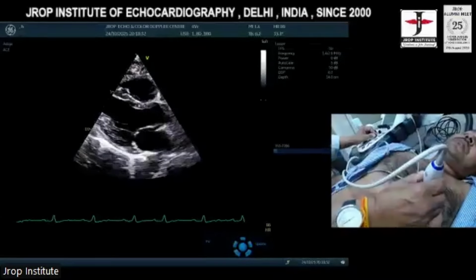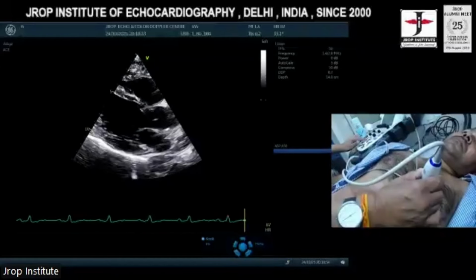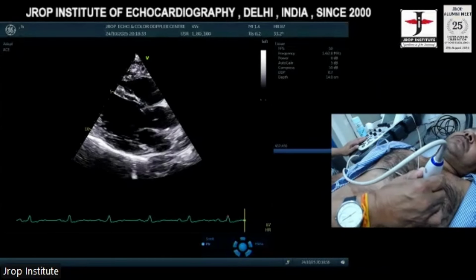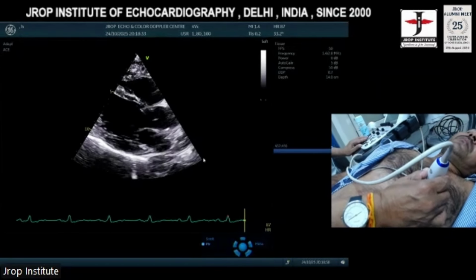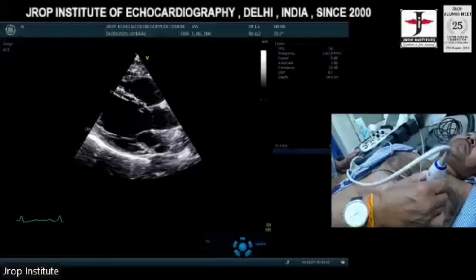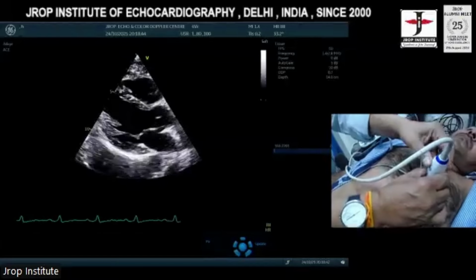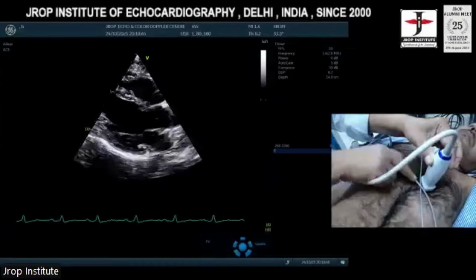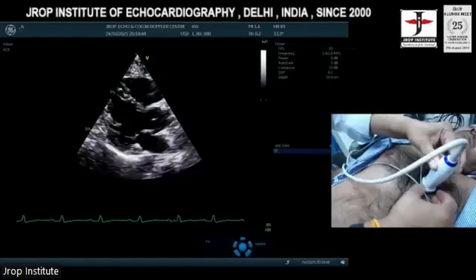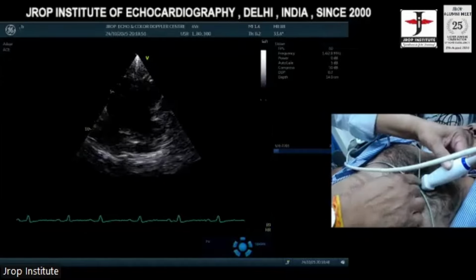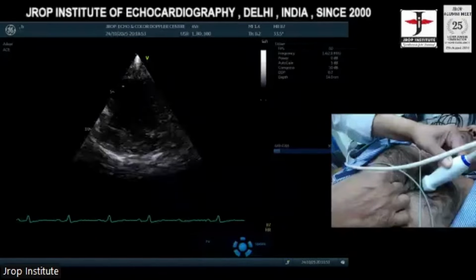Now look at the depth of this patient. Here is the depth, starting from this point, and this depth is almost 15 centimeters. Now, this is Plaque's view. From Plaque's view, the footprint looks towards the mediastinum.